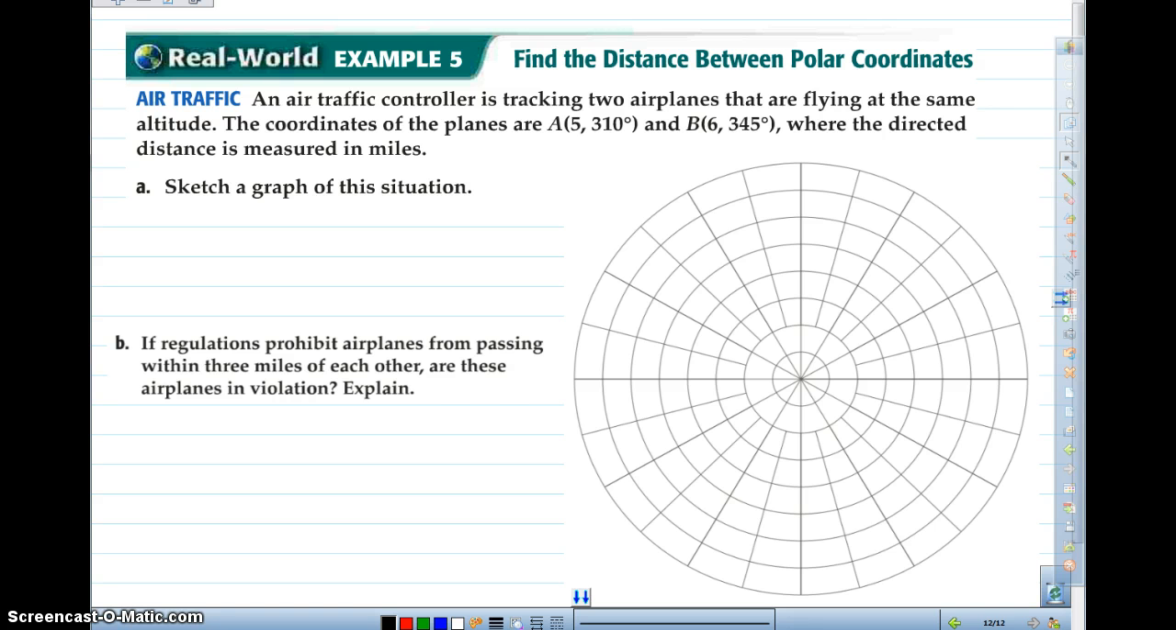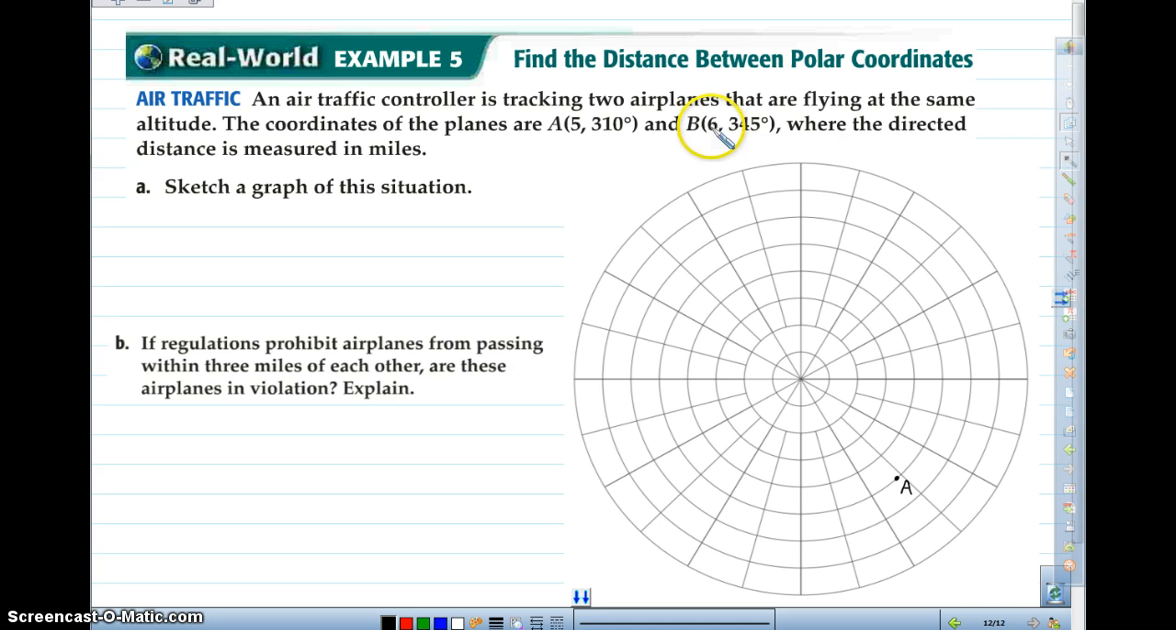We have a word problem here. This one describes an air traffic controller who's tracking two airplanes that are flying in the same altitude. The coordinates of the planes are A, 5, 310 degrees. So if I start at my pole and go out 5 units, 1, 2, 3, 4, 5, and then rotate 310 degrees, I'm going to speed that up and go that 310 degrees is actually negative 50 degrees. So this would be 15, 30, 45. So a little bit past here. Okay. This would be plane A.